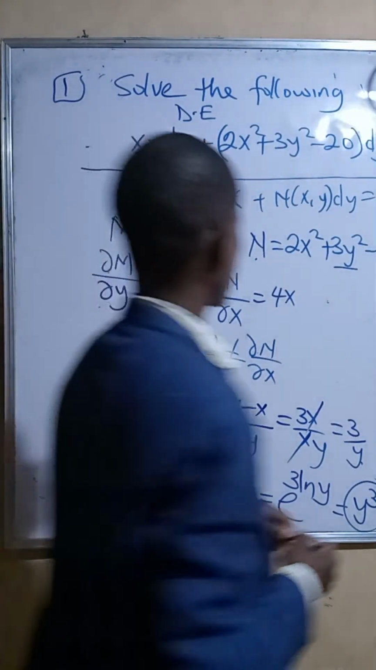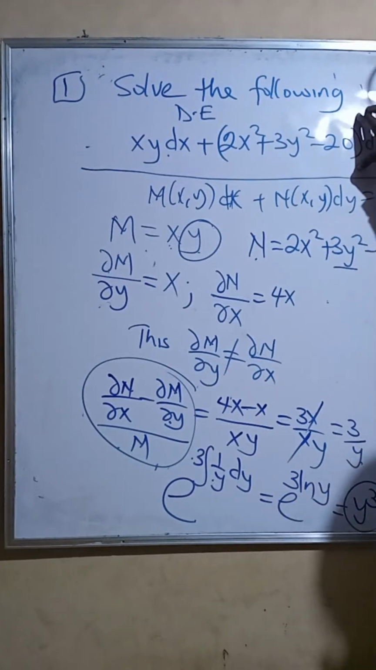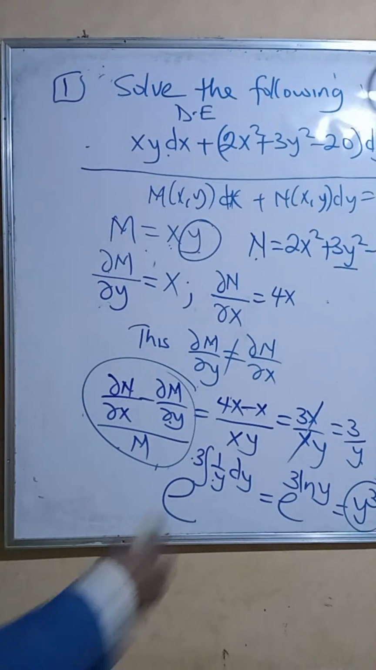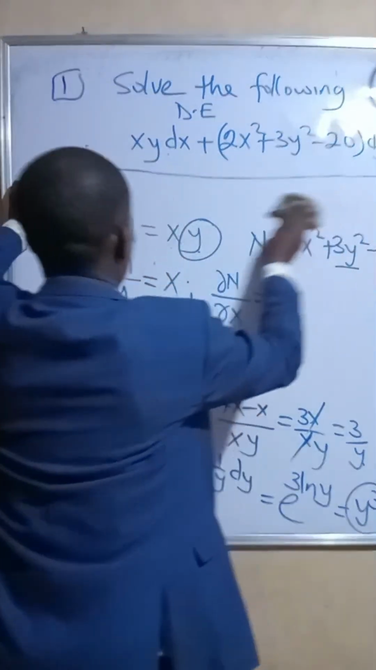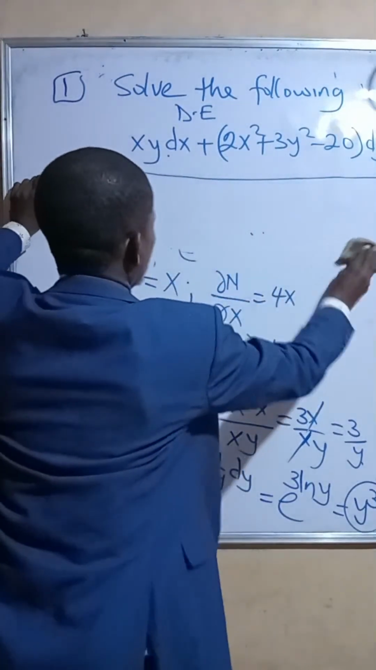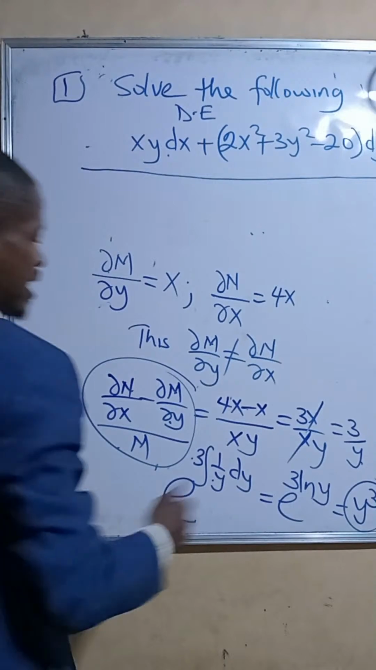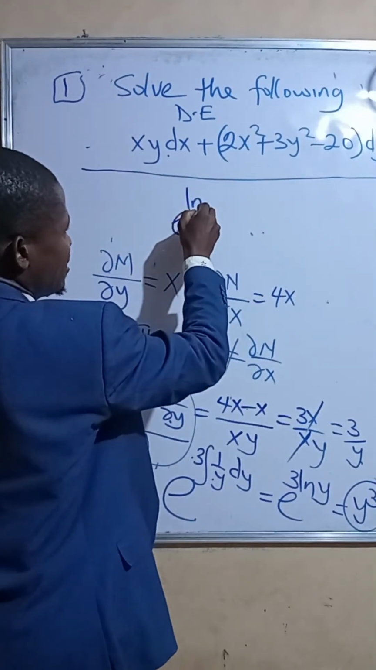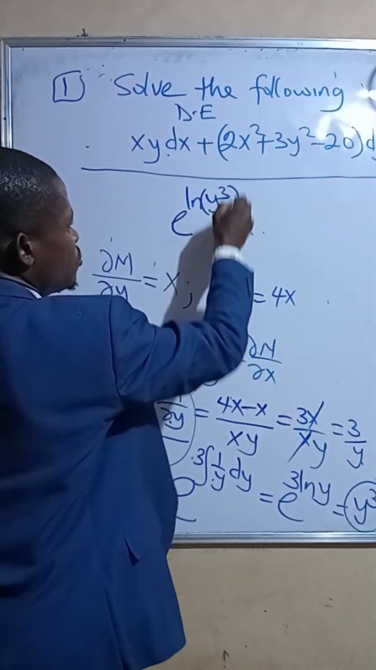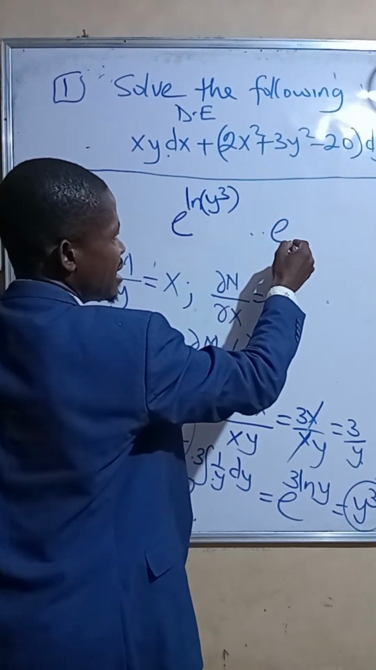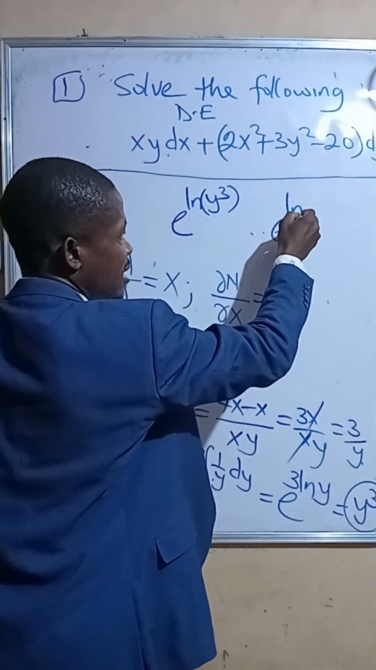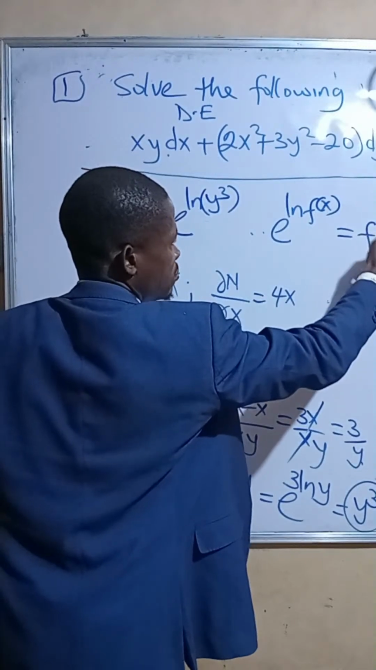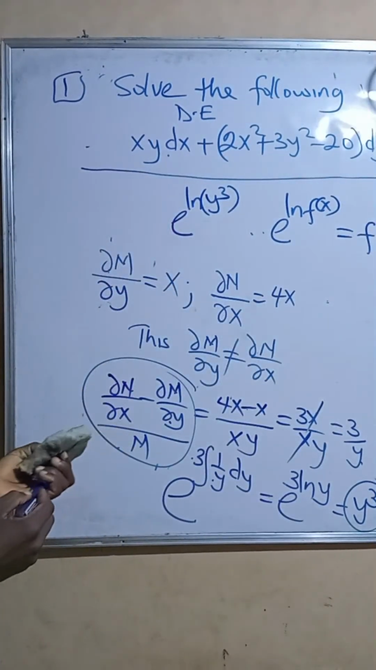I'll explain that. I don't want to clean this one because I will need it. So one thing you must note is this. Don't forget this 3 will come to the top here. So it now becomes e to the power ln of y to the power 3. Okay, the rule is this. Anytime you have e to the power of natural logarithm of a function, automatically it's going to be that function. And that's what we have applied in that place.